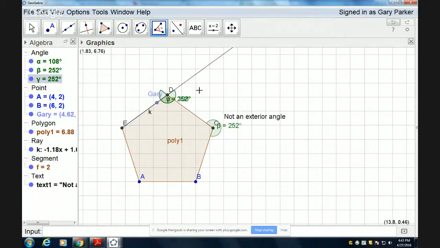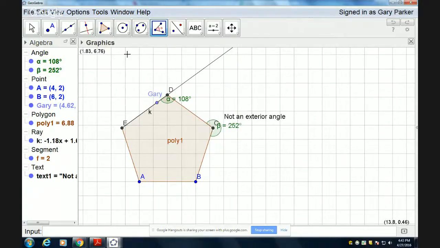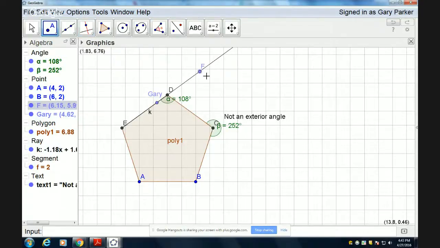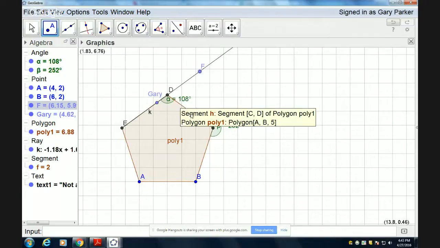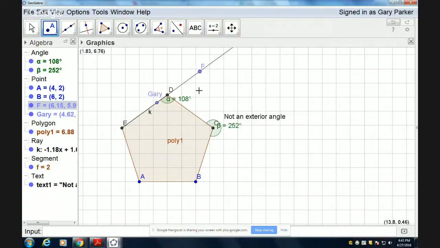Oh, I can't get the right direction here. Okay, so let's do this. Let's put a point out here. Okay, so we want to measure the angle from F to D to C, because that's the angle Gary has to turn. He's facing this way. He needs to switch his body to face this way so he can keep walking. Like if I was going to program a robot to walk around this figure, that is an exterior angle.